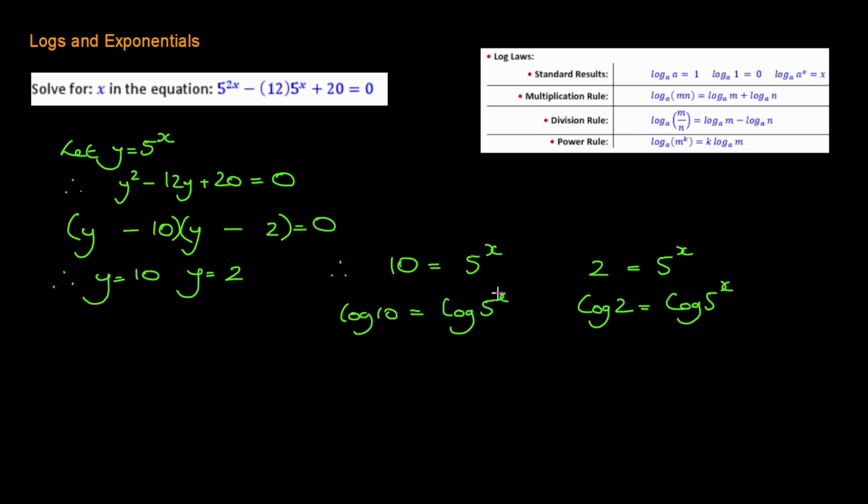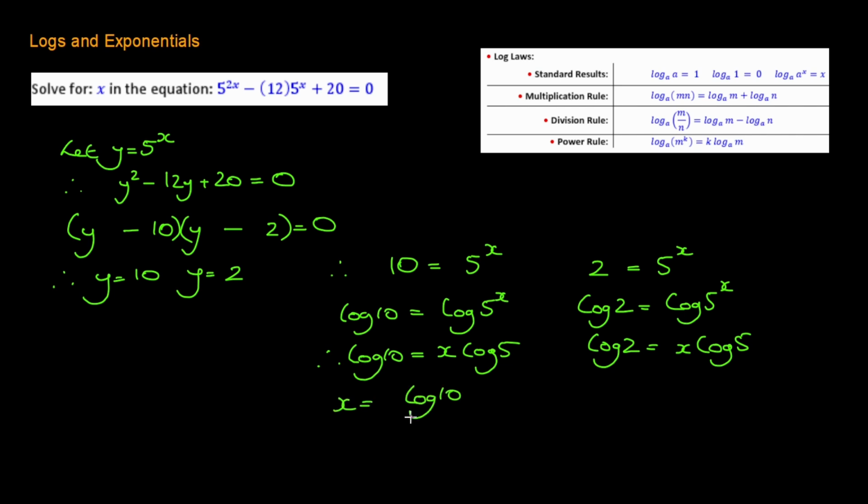Log 10 is just a number. With the power law, I can bring the x down. So I get, therefore, log 10 is equal to x log 5. And similarly here, I get log 2 is equal to x log 5. Dividing through by log 5 on this equation and swapping it round, I get x is equal to the log of 10 divided by the log of 5. And here I get x is equal to the log of 2, also divided by the log of 5.